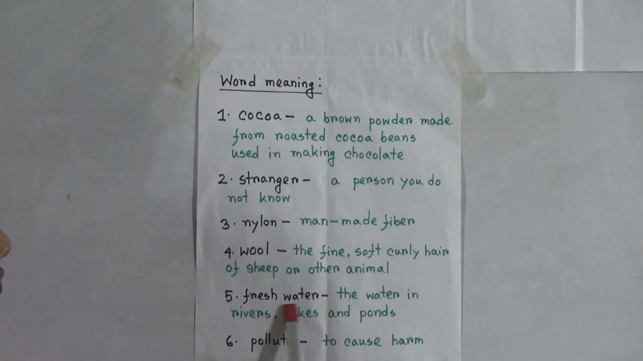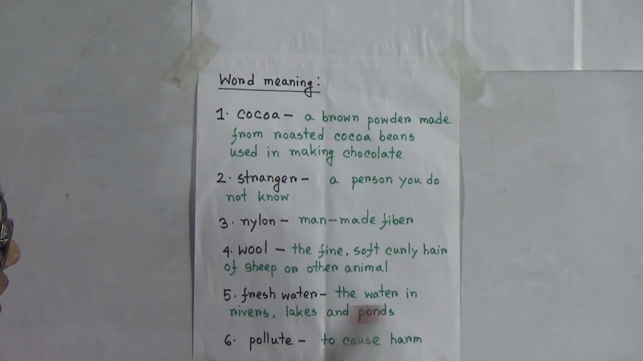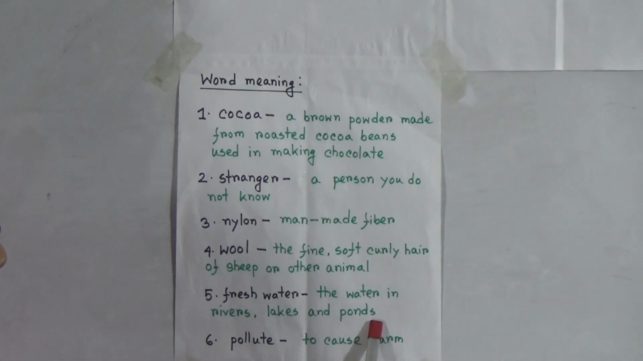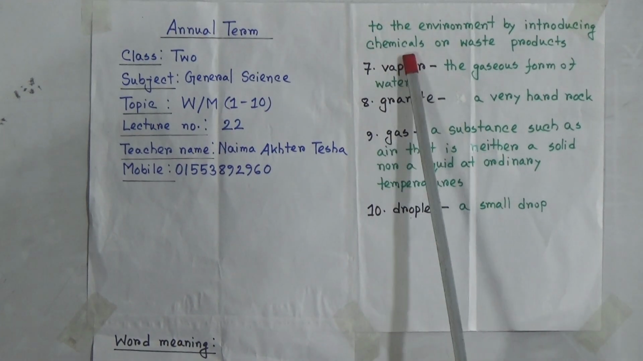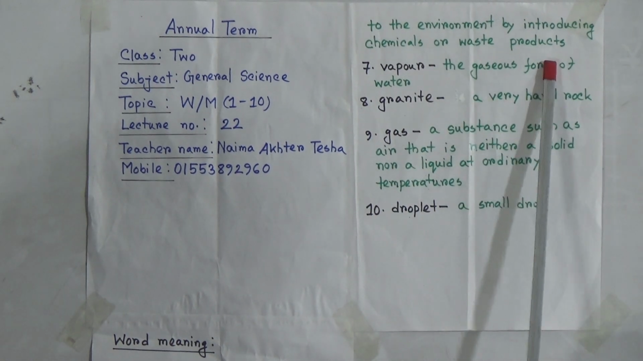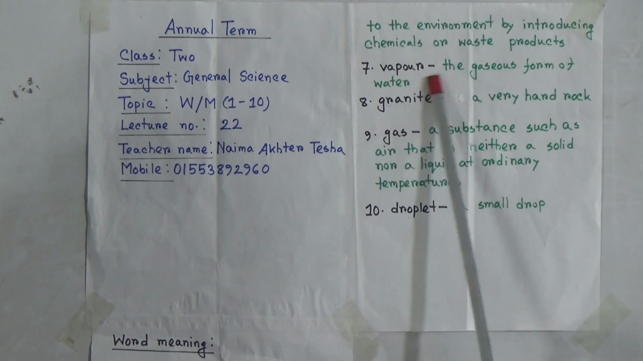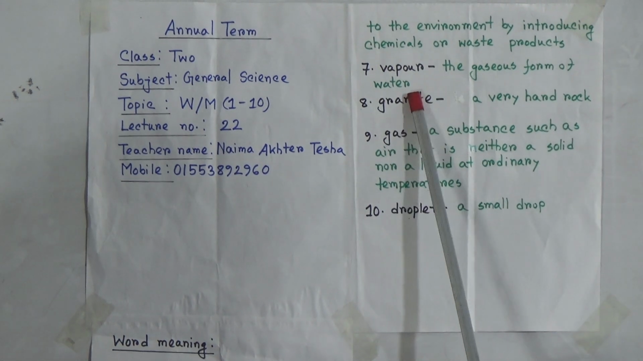Number 5, fresh water, the water in rivers, lakes and ponds. Number 6, pollute, to cause harm to the environment by introducing chemicals or waste products. Number 7, vapor, the gaseous form of water.